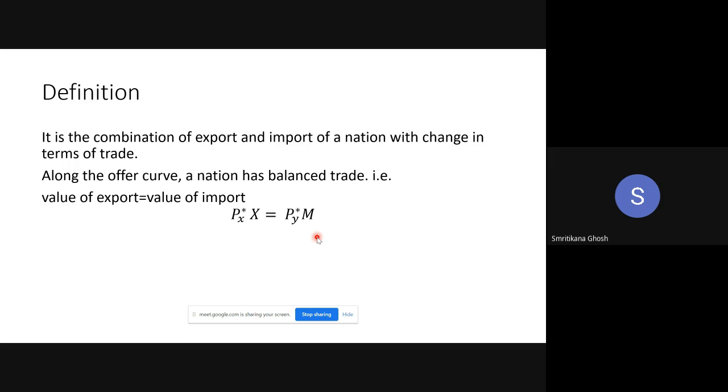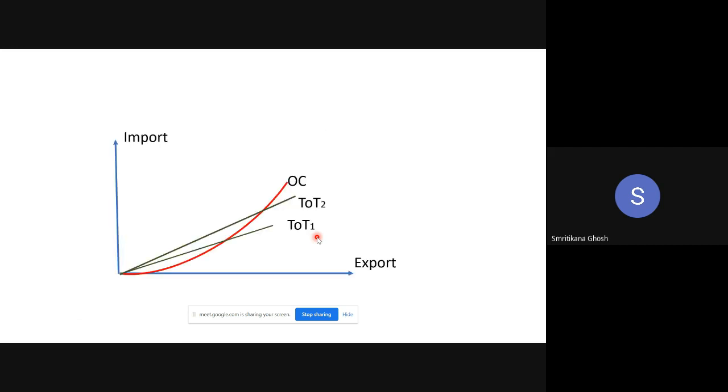Okay, let me go to the diagram. It may be interesting then. Look, this red one is the offer curve. On the horizontal axis, we are measuring the export, and on the vertical axis, we are measuring import. Now, the offer curve will always start from the origin. That means when export is 0, import is also 0. That means it is the autarky. The 0 point means autarky.